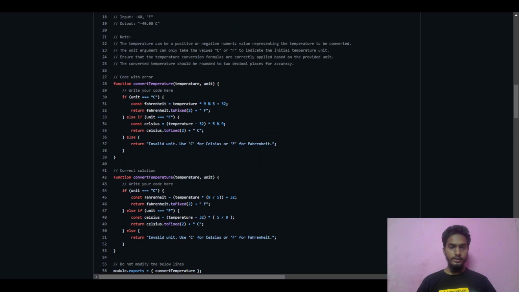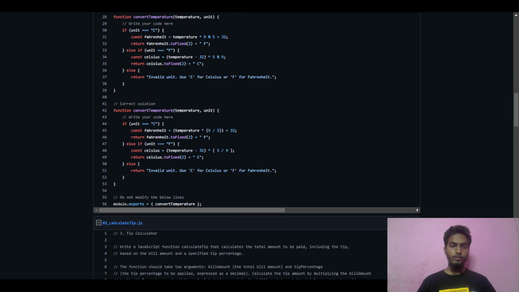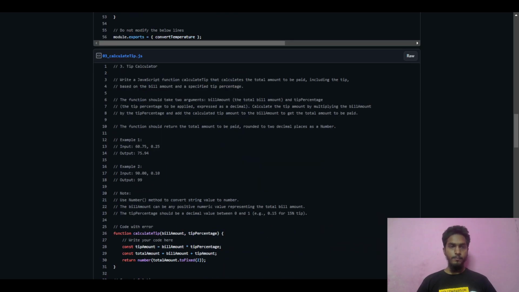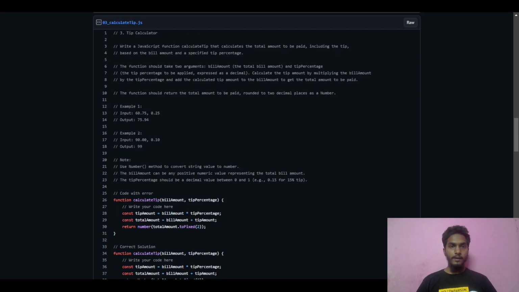So in the correct solution, I have corrected the formula. For Fahrenheit, we are doing temperature times 9 by 5 plus 32, and for Celsius, we are doing temperature minus 32 times 5 by 9. Moving over to the second problem. The second problem which I selected is a tip calculator.